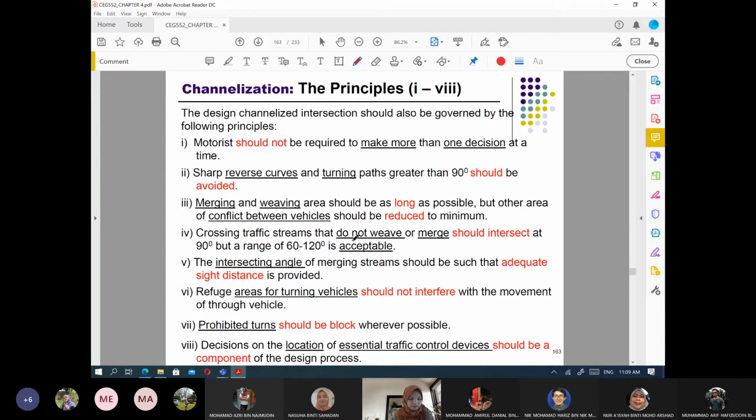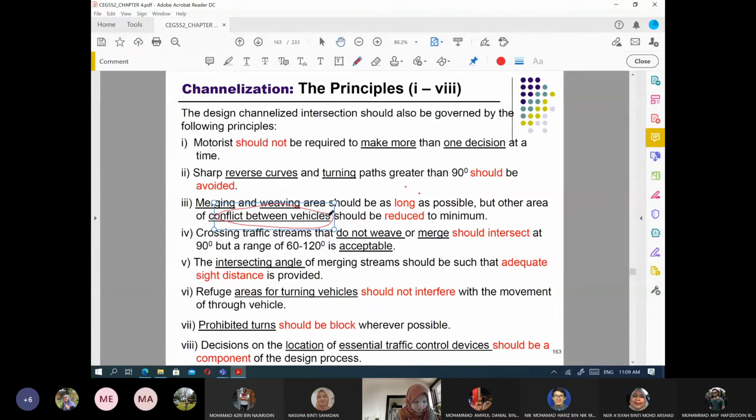Okay, kita nak tengok macam mana kita nak reduce the conflict between the vehicle, right? Kita ada 3 jenis konflik. Kita ada satu kita panggil sebagai crossing.